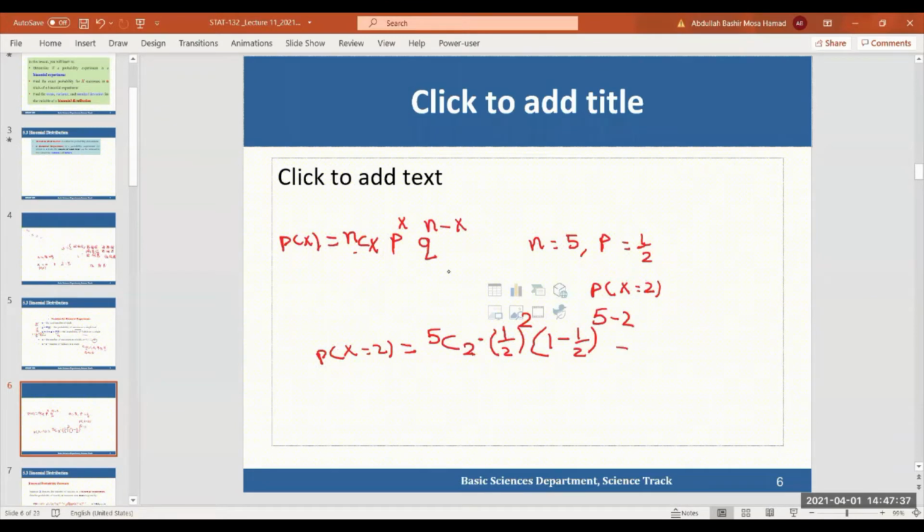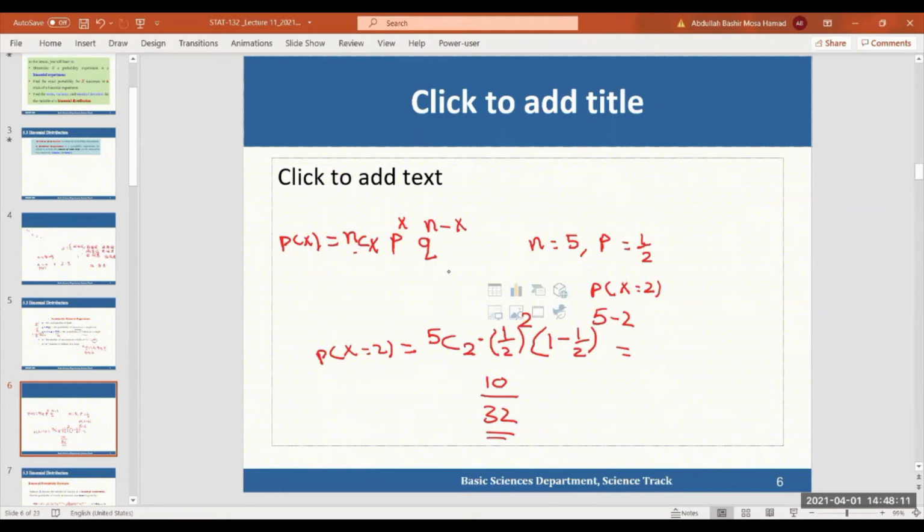So now we just calculate this. 5C2 is 10. Half power 2 is 1 over 4, right? And half power 3 is 1 over 8. 1 over 8 multiplied by 1 over 4 is 1 over 32, times 10 gives 10 over 32. It is an easy way.